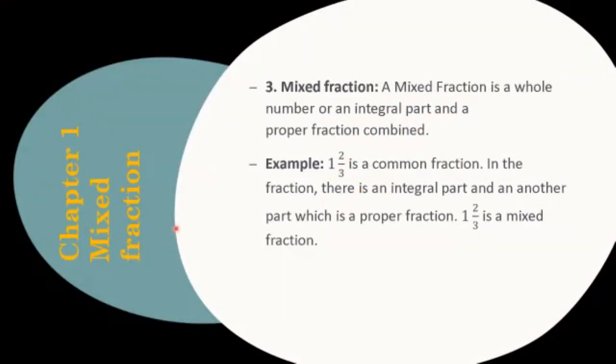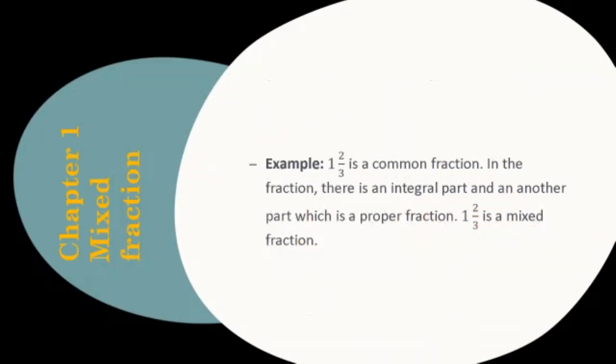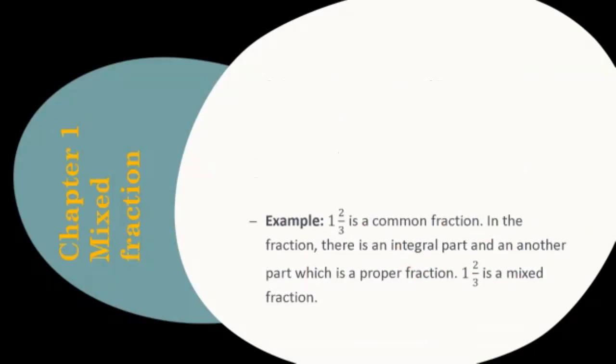So my dear, the example is 1 whole 2 divided by 3. In this fraction, there is an integral part and another part which is a proper fraction. That means 1 is a whole number, 2 divided by 3 is a proper fraction, and if we mix them, it will be a mixed fraction. So 1 whole 2 divided by 3 is the example of a mixed fraction.